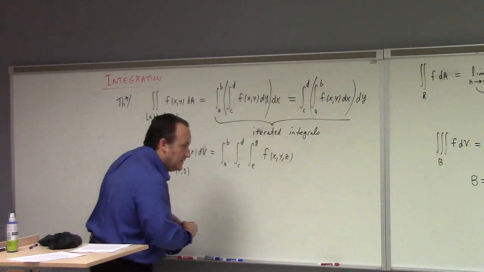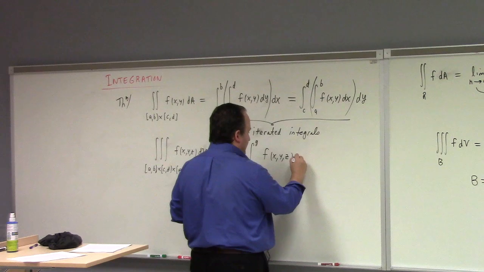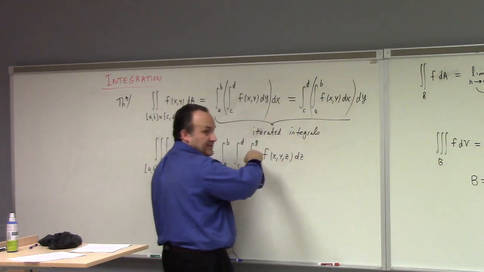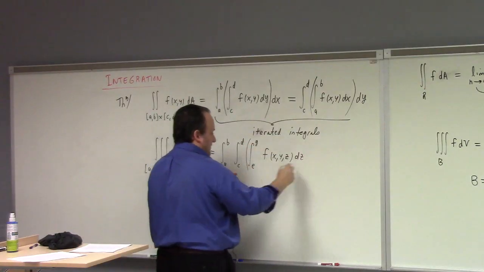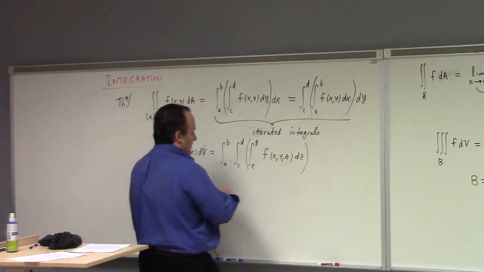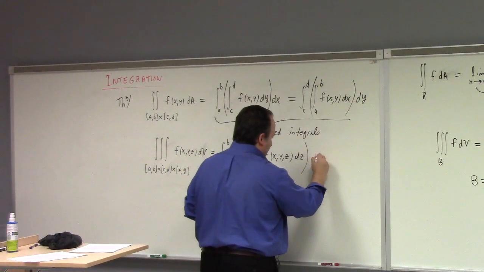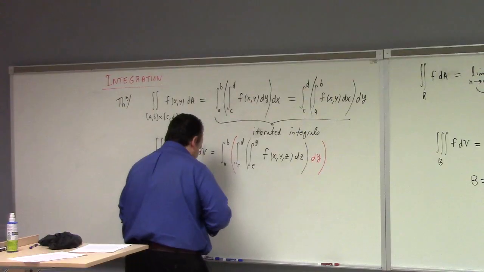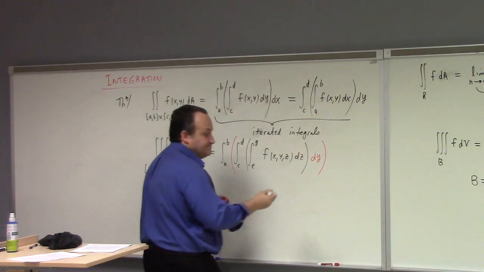Which one? dz. Why is there dz here? Because z goes with e and g, and that one comes first, so you do that first. Next, dy, because the next bound is the y bound. And we do that. And then finally, dx.